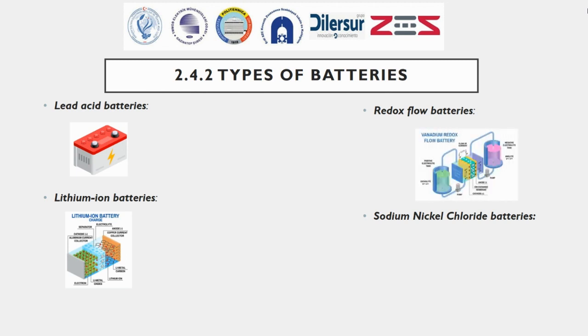Redox flow batteries. Flow batteries store the electrical charge using water-based zinc and bromine solutions and vanadium. They have high efficiency and fast recharge rates, but are expensive. Sodium nickel chloride batteries. Sodium nickel chloride batteries are safe and reliable. However, they have a short lifetime, low discharge depth, and are extremely expensive.